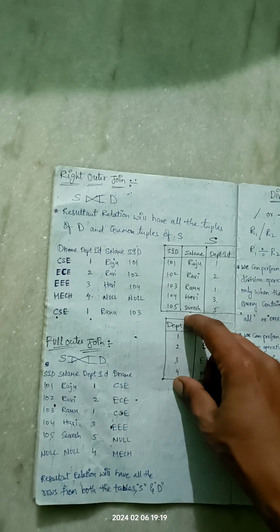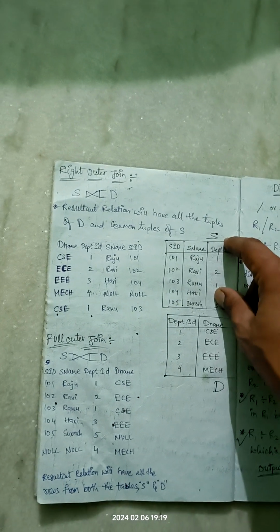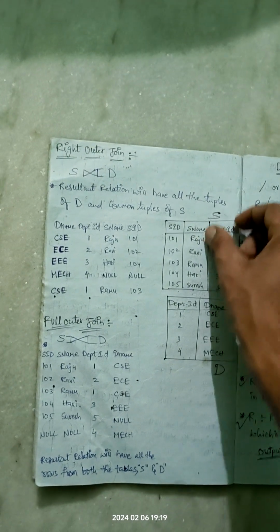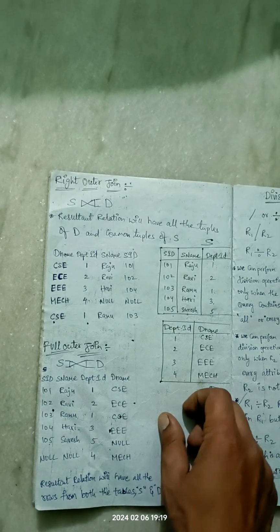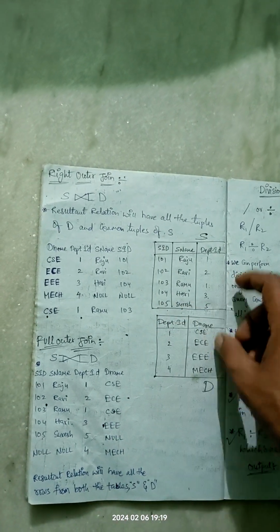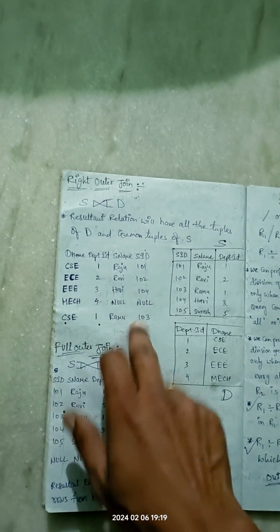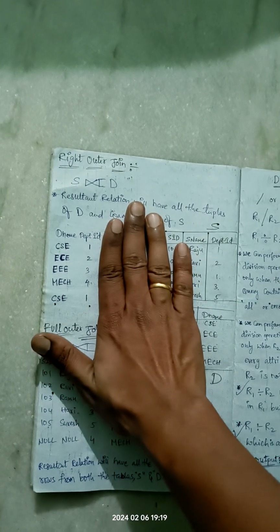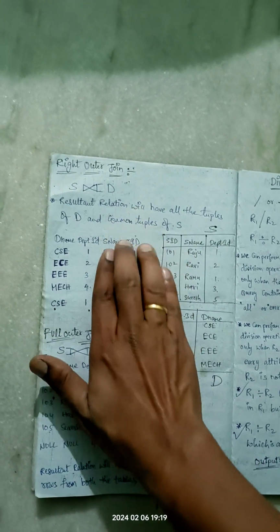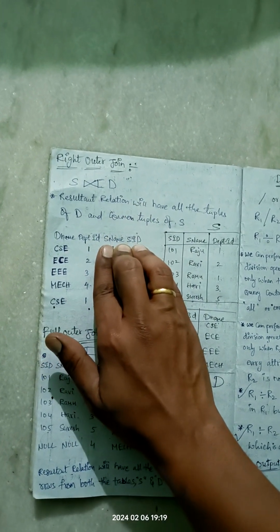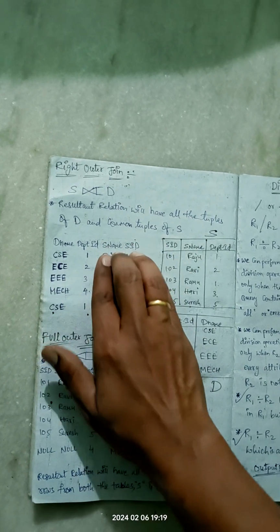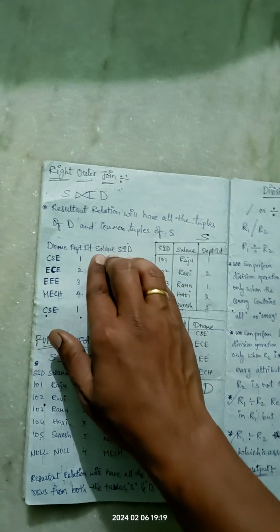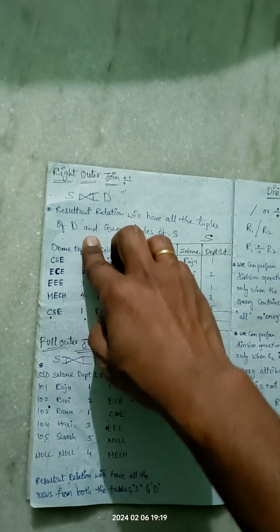So the department ID attribute is common in both the tables. After writing this table as it is here, forget about the last line. We'll find the student name and student ID. These two attributes we will find from this table corresponding to the department ID.